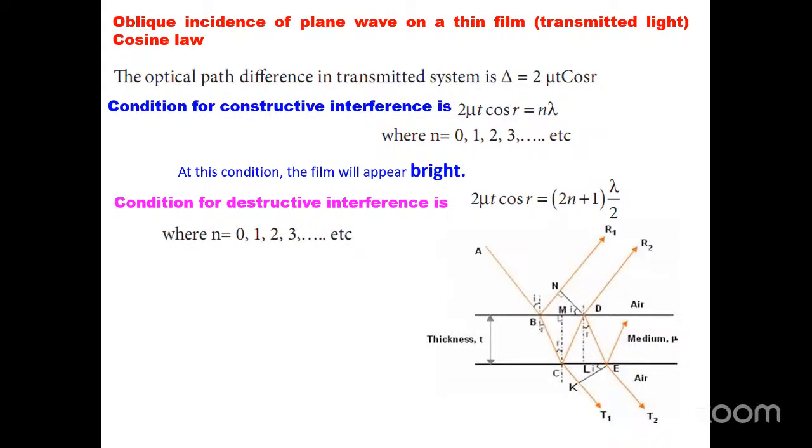So for constructive interference, 2 mu t cos r equals n lambda. That is for bright. The condition is this: if it is 2n plus 1 into lambda by 2, that is for dark. Is it clear? So with the 2 mu t cos r path difference, if it is n lambda, constructive interference, there you get a bright one. If it is 2n plus 1 into lambda by 2, there you get a dark one, that is a destructive interference.